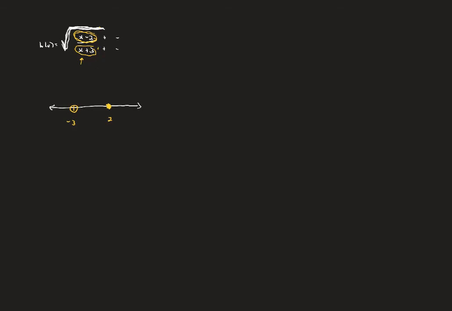Now, like we've seen with the radicals, we're going to test each of these regions to see if the result is positive. So if I put in, say, a negative 4, then a negative 4 minus 2 is going to be positive in the numerator, but a negative 4 plus 3 will be negative in the denominator. A positive divided by a negative is negative, so that's not going to be in our domain.